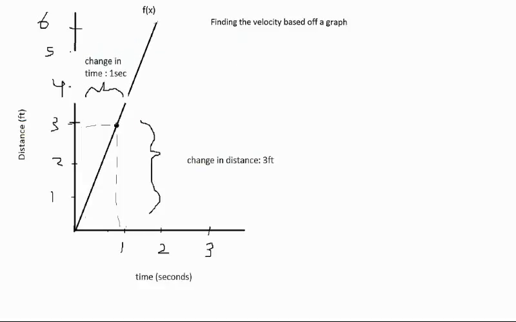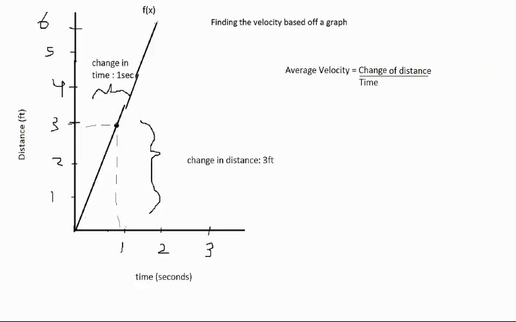We will use it to solve for the average velocity based on the formula that the average velocity equals the change of distance over the time elapsed, as you can see in the formula. So now we will get that the 3 feet divided by the 1 second will give us the average velocity, that is 3 feet per 1 second.